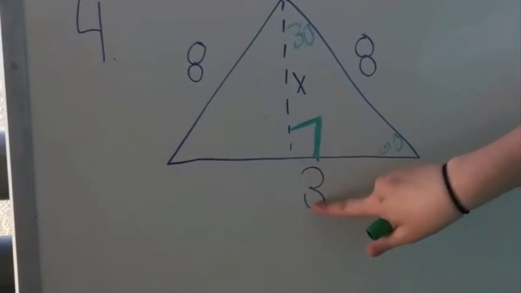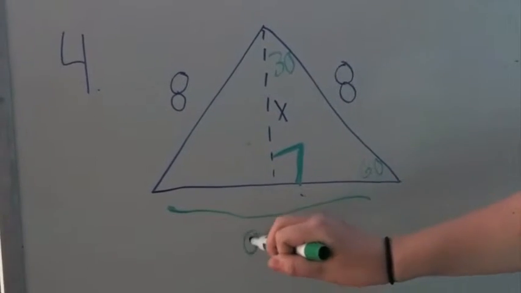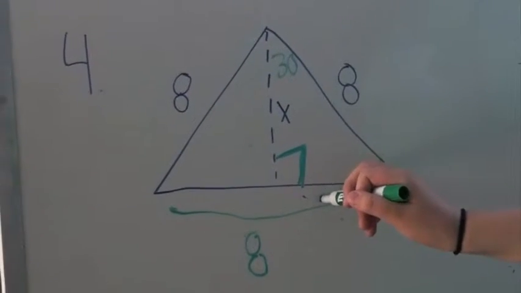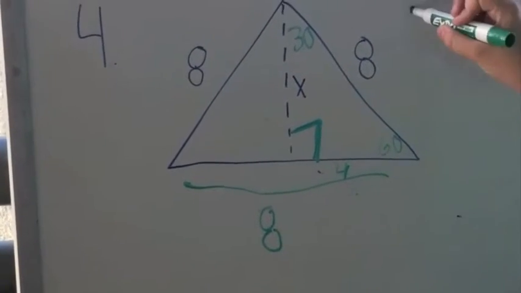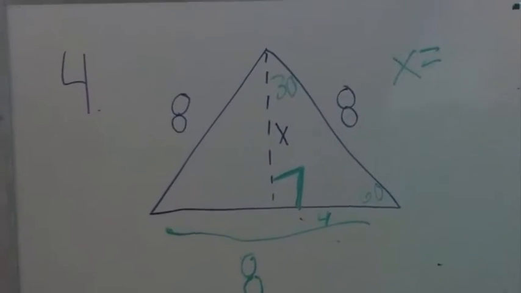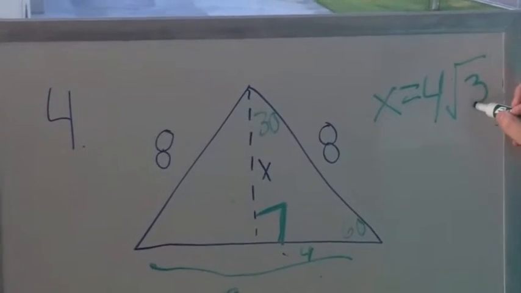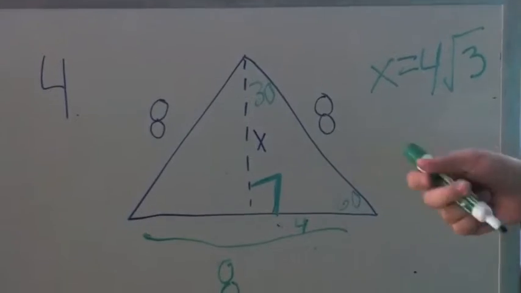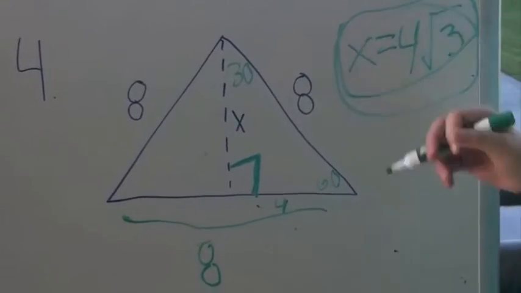If this whole side is 8, then that means this side will only be 4. So to find x, it would have to equal 4 radical 3, because it's a 30, 60, 90 triangle. And that's how you solve it.